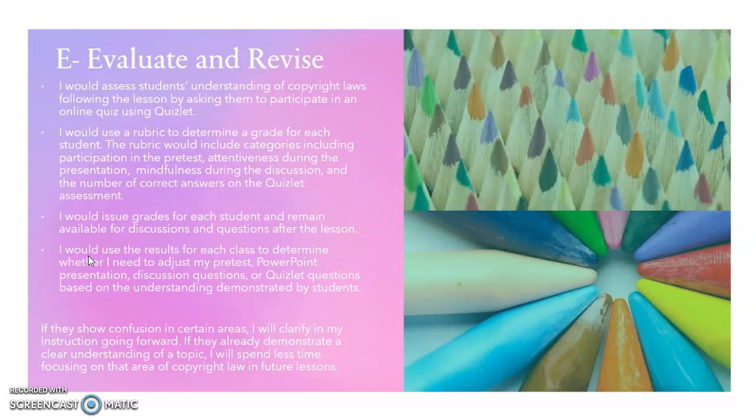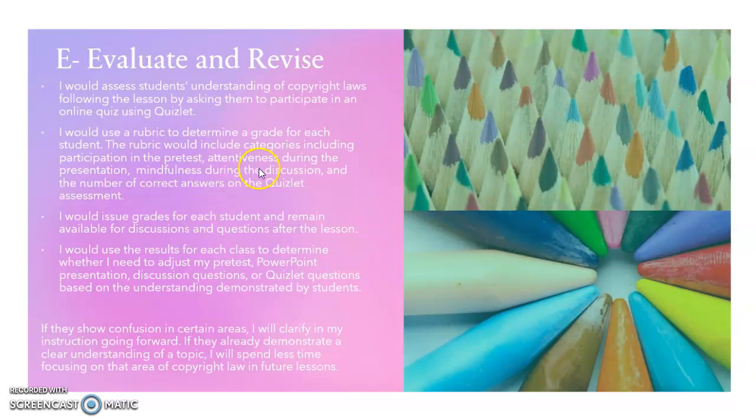I included mindfulness when talking about the discussion because I understand many students have anxiety when speaking out in class or might feel pressured to participate when they don't really have anything to offer or a question to ask. So I would include things like being respectful toward your fellow students, not sleeping, not talking during this discussion portion of the lesson. I would issue grades for each student and remain available for discussions and questions after the lesson.